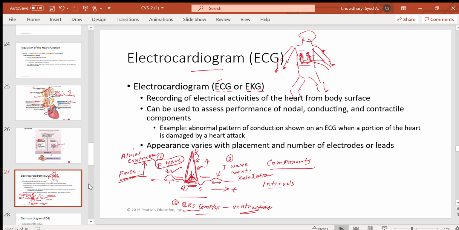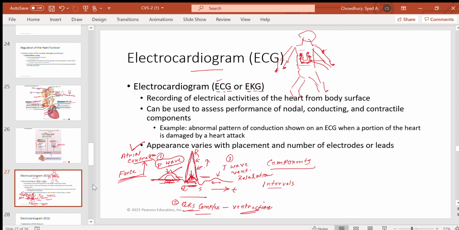Okay, so that's why we need to record the EKG to measure the intervals and the amplitude, the force. Now, if you see this interval, that is atrial contraction, right? So this interval is telling you how much time the atria took to finish contraction. If someone's duration is longer, that means this person's atria are taking longer time than normal. So something is wrong, right?